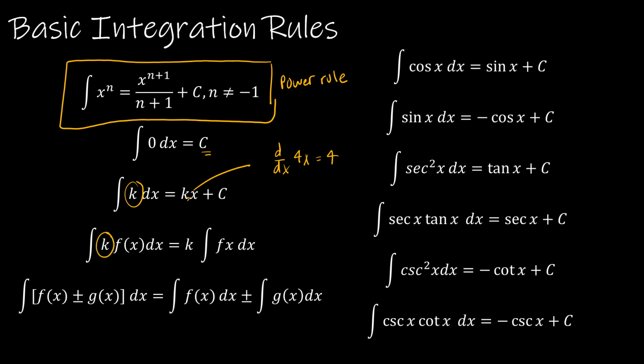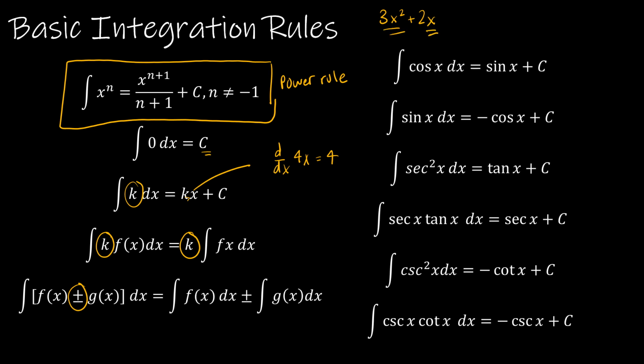If you have some constant, it's okay to pull the constant out to the front. And if you have the sum or difference of two functions, it's okay to split those up, just like we did on that last example when we had 3x squared plus 2x. We did kind of each one separately.